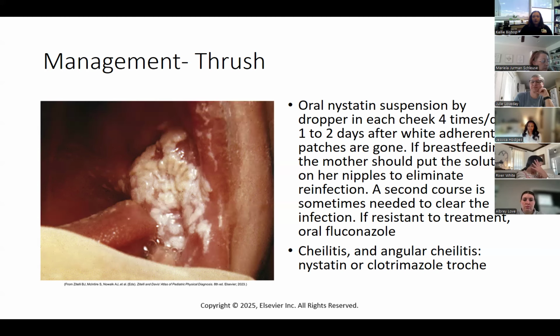If it is resistant to treatment, we can do oral fluconazole. There are a lot of side effects with oral antifungals, so we really try not to if we can get away with it. Once whatever they're using for the medication, like dropper or syringe, once anything enters the mouth with thrush, it cannot go back in the medicine bottle or the nystatin is no longer good. So if they suck on the syringe and then stick it back in, now the whole bottle of nystatin is bad. So it's not going to clear it up. That is something you really always want to tell them.